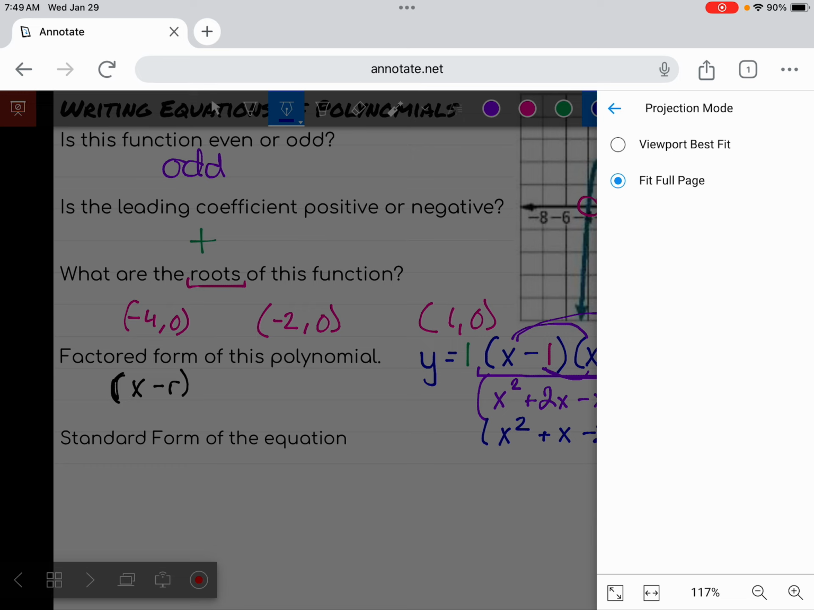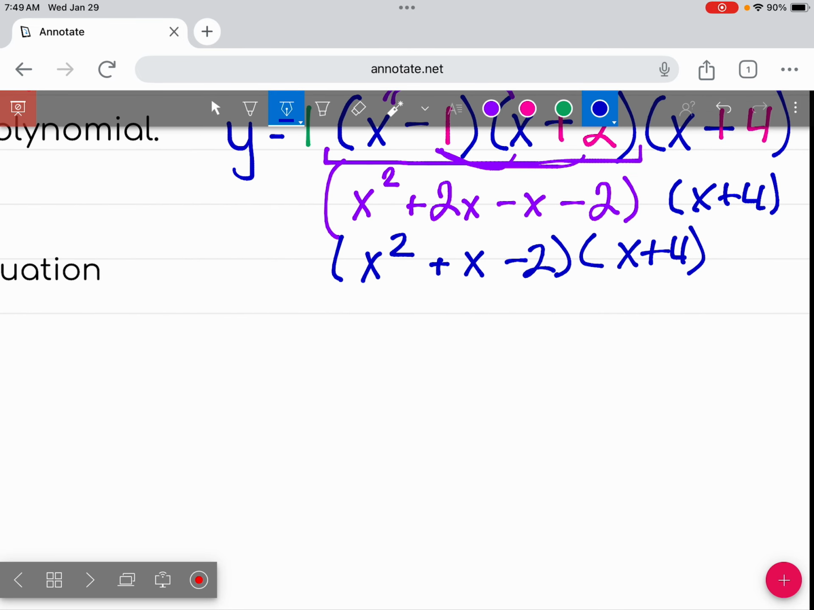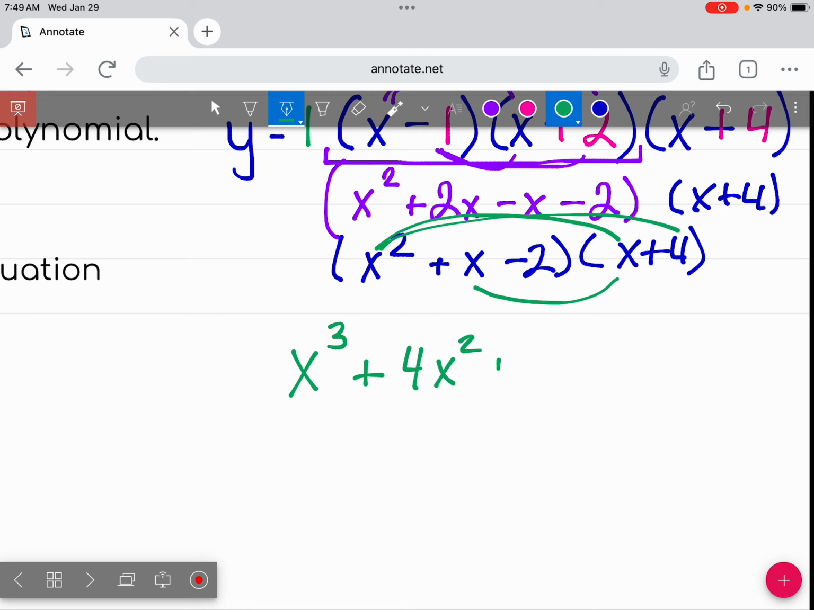I'm going to need more space, just so I don't have to squish it. There we go. So then we get to do that whole process again, another set of multiplying. So we're going to take our x squared times the x to get x cubed. Our x squared times the 4 to get 4x squared. Our x times x gives us that x squared. X times 4 gives us 4x. Minus 2 times x, and minus 2 times 4 gives us minus 8.